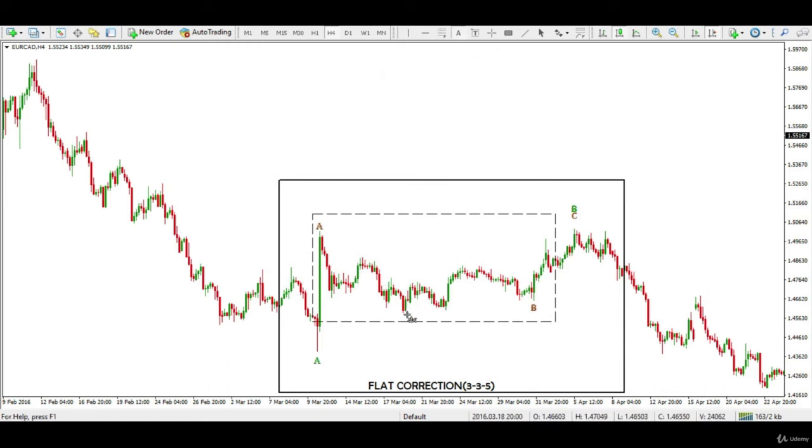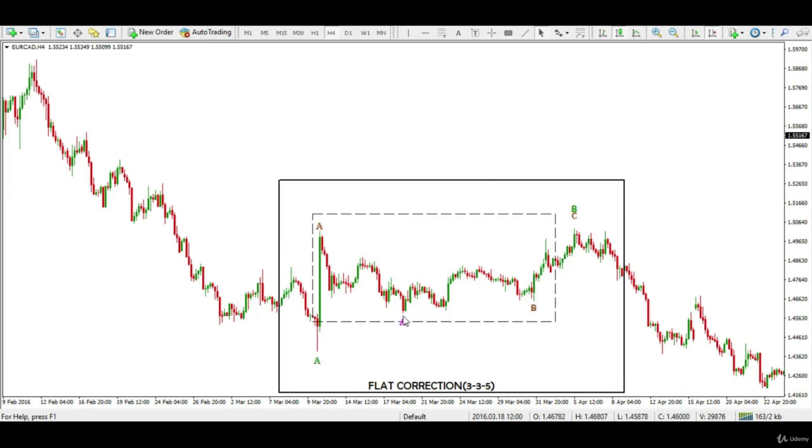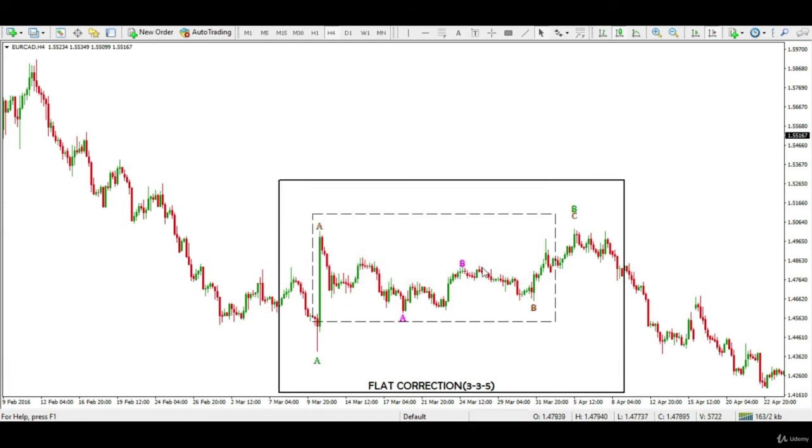Next step is to label the subwaves using the 3-3-5 pattern that a flat correction unfolds into. Guys, once you start labeling waves on a regular basis in real time, you will be able to quickly identify if a move is a 5-wave move or a 3-wave move. And sometimes when the wave count is not clear enough, it is best to wait and let the markets do their work and provide you more clarity before you take a position during corrections.